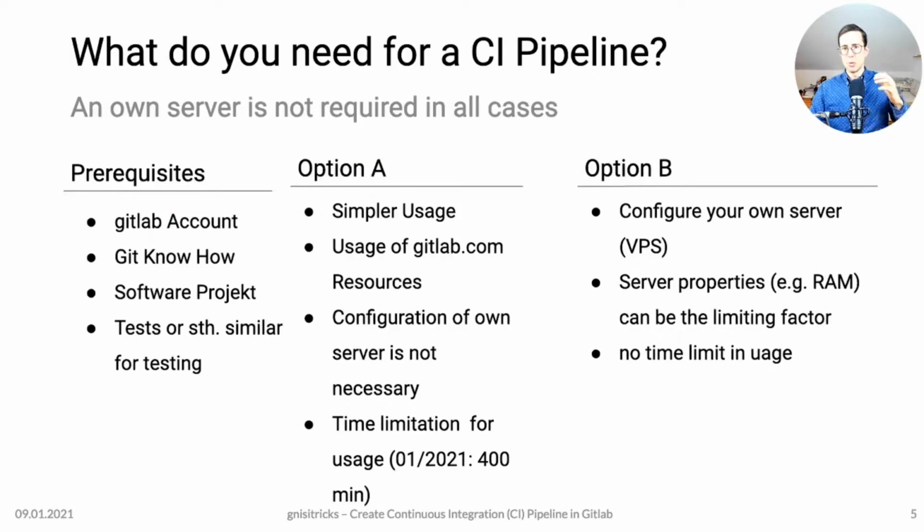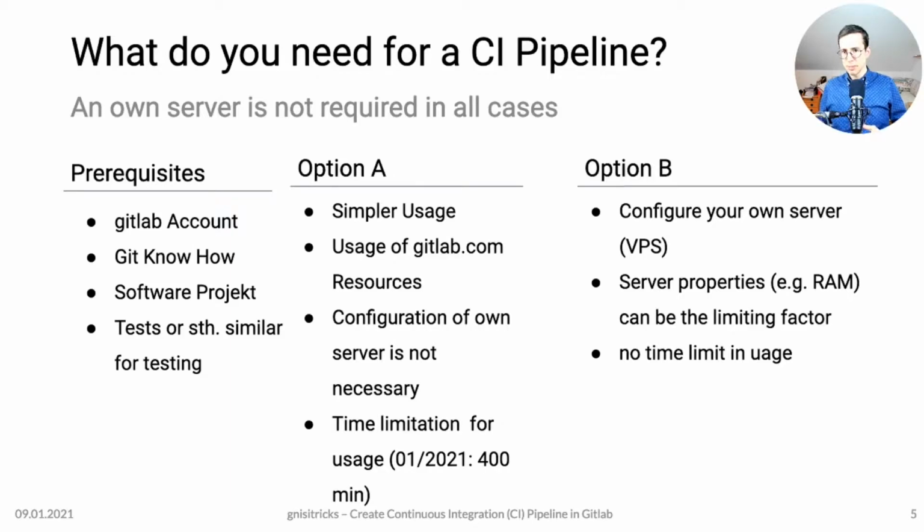Okay, so what do you need for a CI pipeline? First of all, in this example, we talk about GitLab. So the first prerequisite is definitely that you need a GitLab account. You need some Git know-how. Of course, it is not 100% necessary, but it's definitely helpful. You need some kind of software project and tests in order to have something for the CI pipeline.